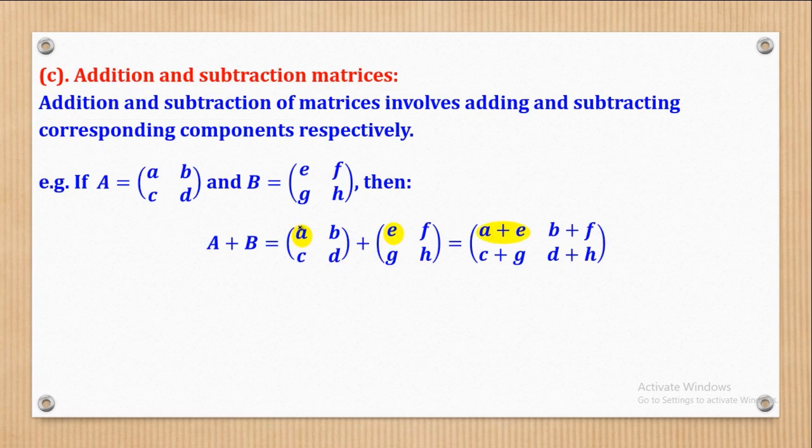First of all, remember we said we add or subtract corresponding components. Now because this is addition, it means that we're going to add corresponding components. So this one and this are in the same position, first row, first column. Therefore we shall add both of them to come up with this, which is A plus E.